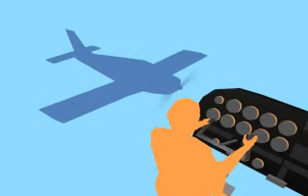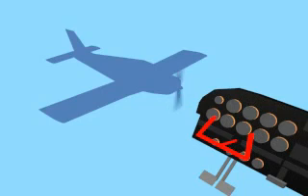Pitch, roll, and yaw are controlled by the pilot using controls inside the cockpit. These controls include the yoke or stick and the rudder pedals.